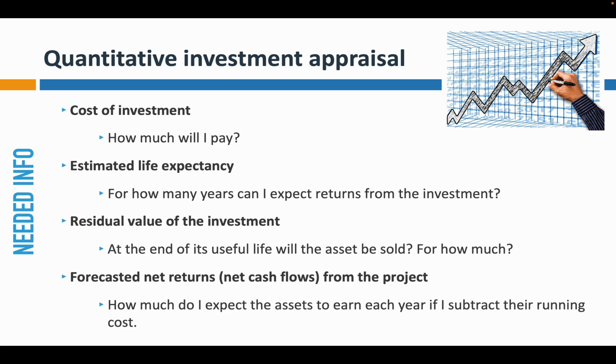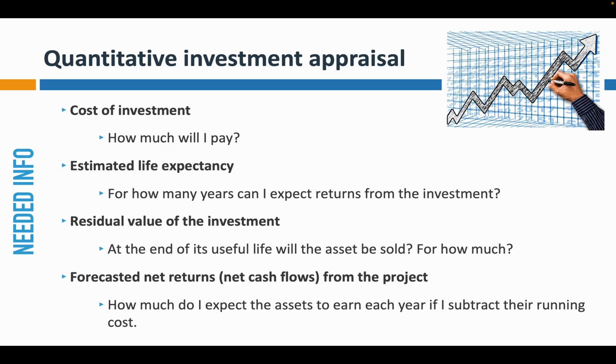Then the next information that we need is forecasted net returns from the project. We've already done cash flow forecasts, and we know that for investment appraisal we need to calculate what our net cash flows are going to be every year. We're going to get some cash inflows thanks to the project, and we're also going to have some cash outflows because of the project. The net cash flow is the difference between the cash inflows and the cash outflows. In other words, how much do I expect the assets to earn each year if I subtract the running cost?